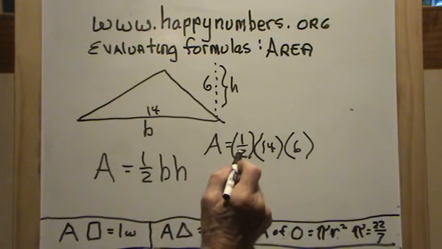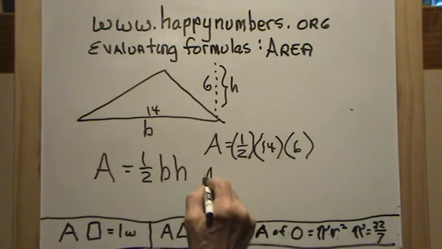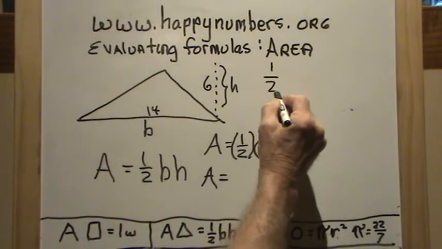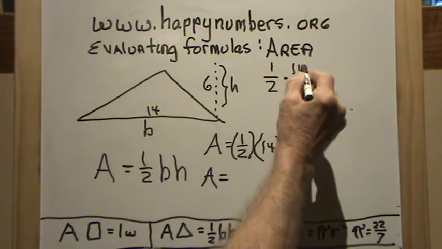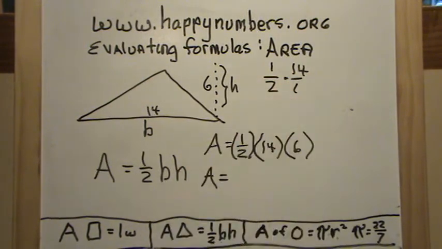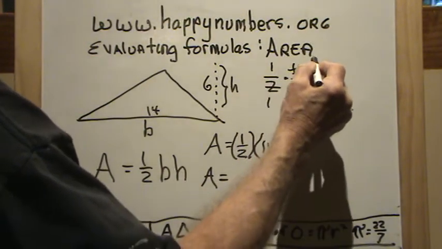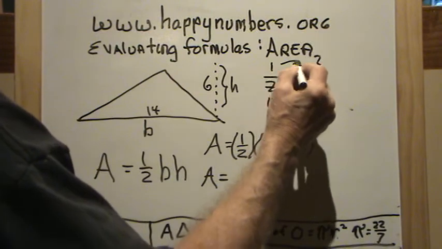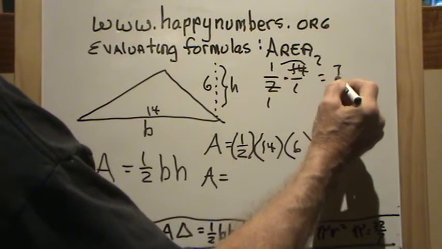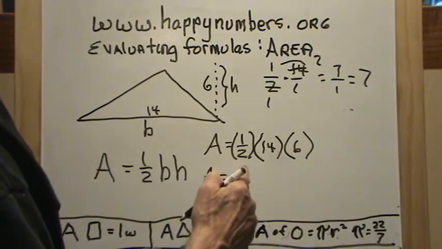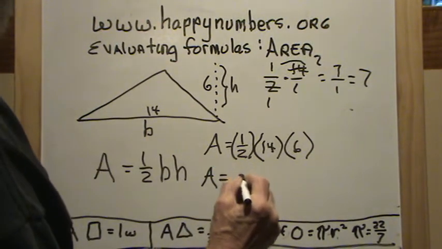Okay, let's do this first. The area is equal to 1/2 times 14. Well, 1/2 times 14, we can put 14 over 1. 2 will go into 2 one time, 2 will go into 14 7 times, and we multiply, and we get 7 over 1, or 7. So 1/2 times 14 is 7.